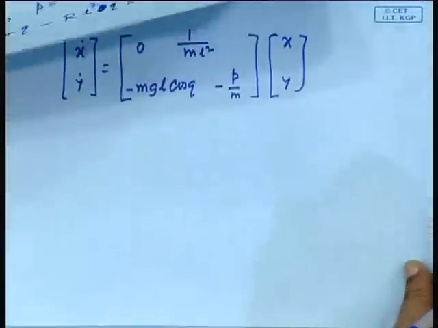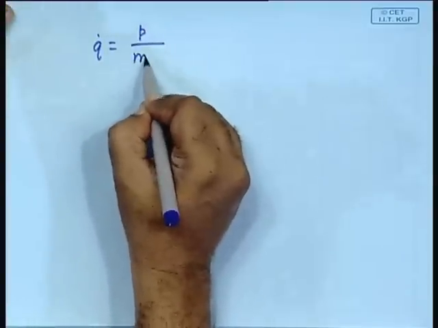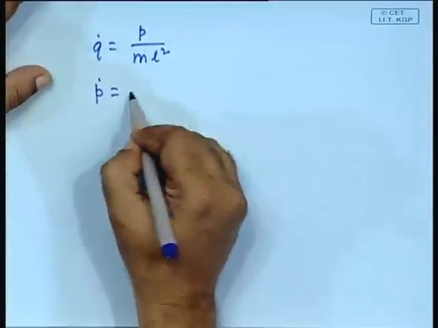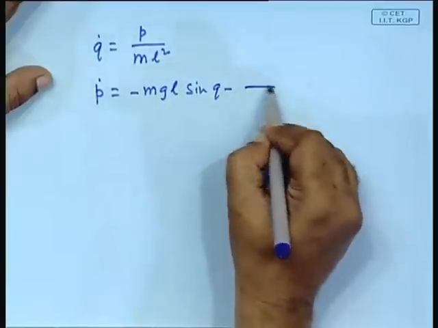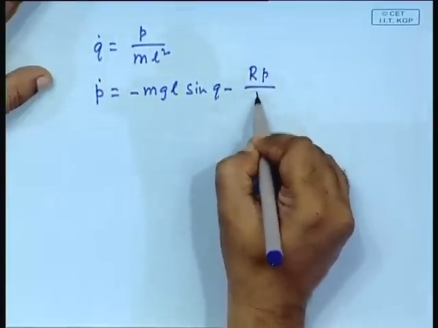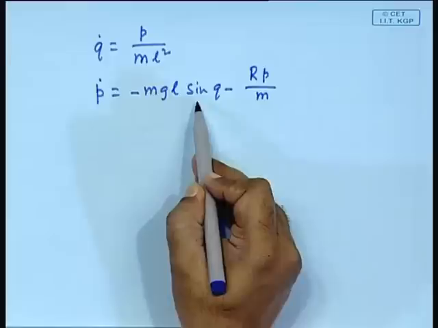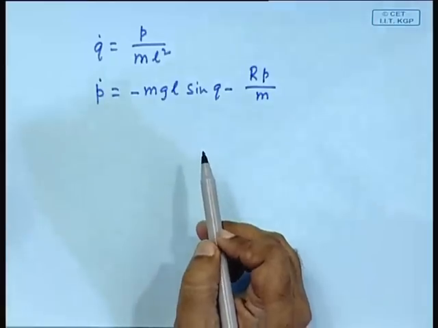Let me write it once again. Your q dot was p by m l square. Your p dot was minus m g l sin q minus r p by m. Now, this is a nonlinear equation, I can see that. So, first we will need to obtain the equilibrium point, and then we will need to locally linearize it along the equilibrium point. Okay, where is the equilibrium point?